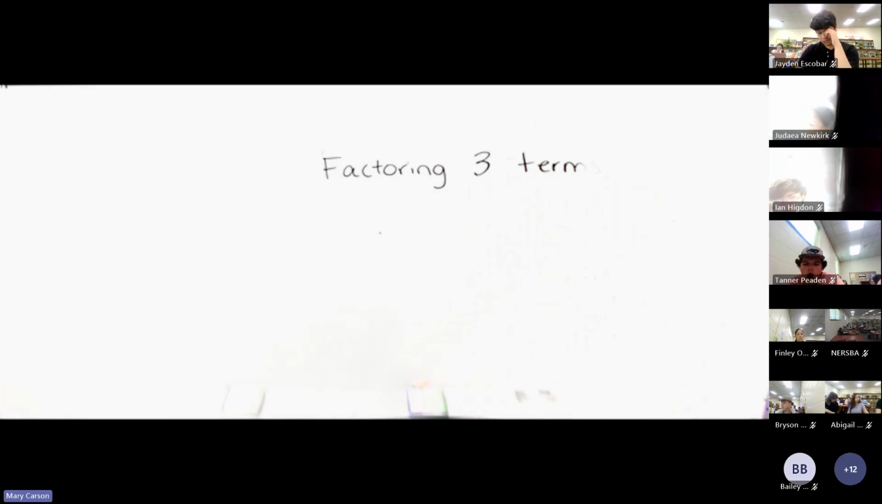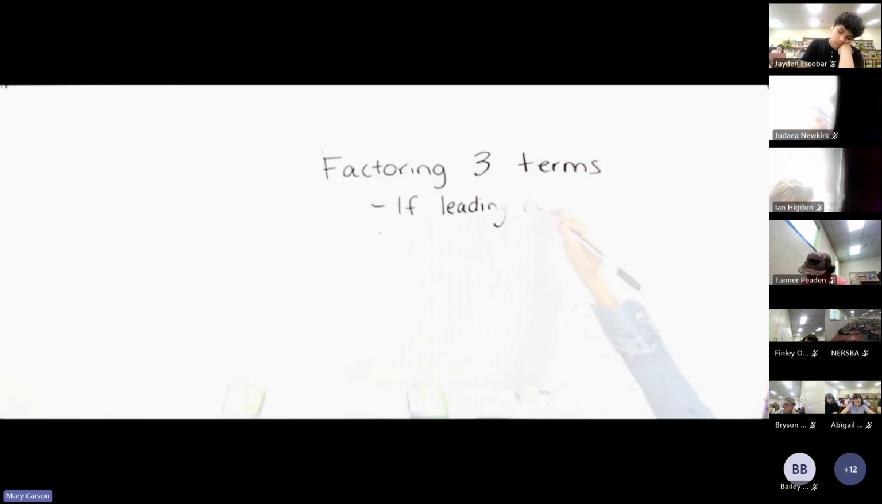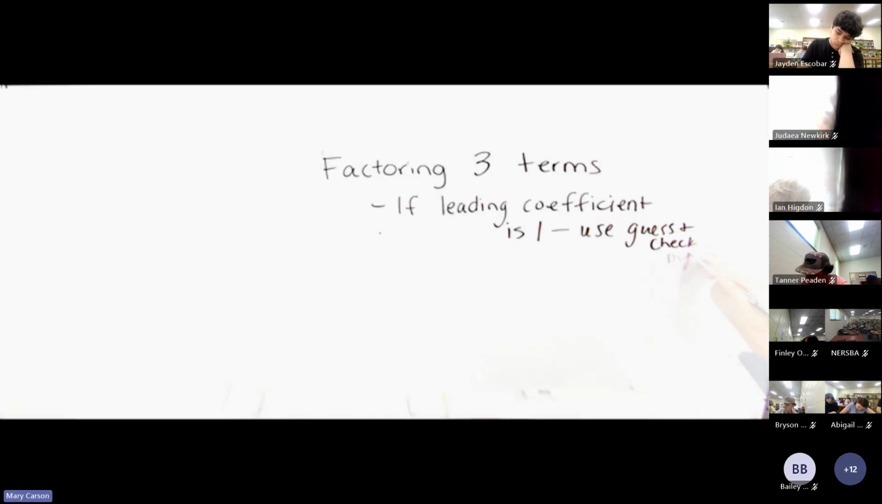So the first thing to look at when you're factoring trinomials, if the leading coefficient is 1, okay, then you can do the guess and check method. And you don't really have to do as much, okay? So if leading coefficient is 1, use guess and check method.